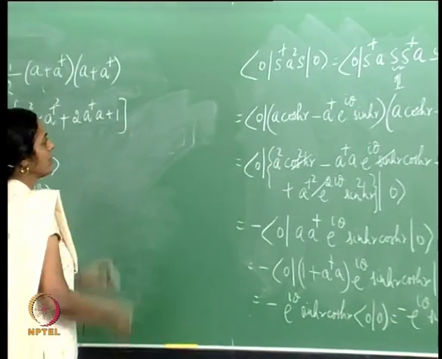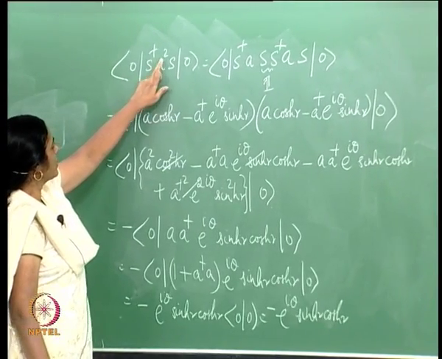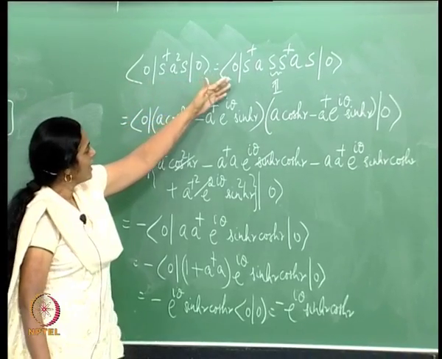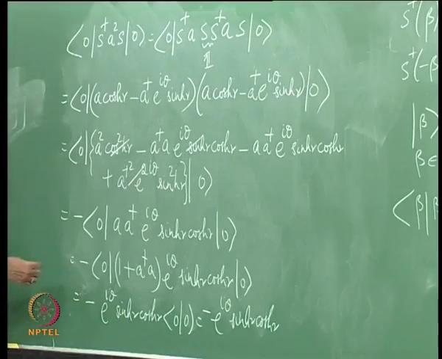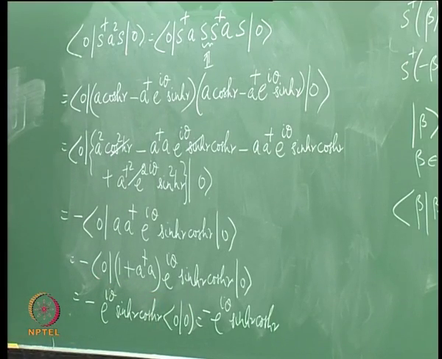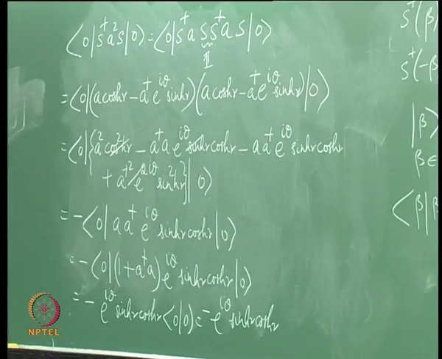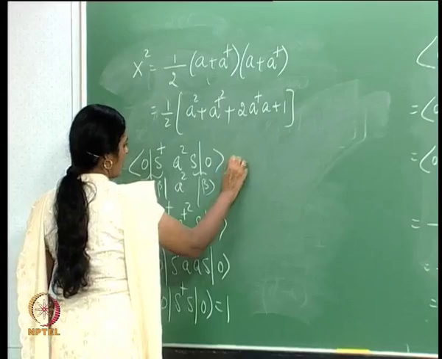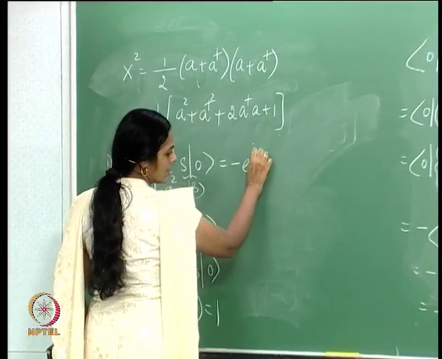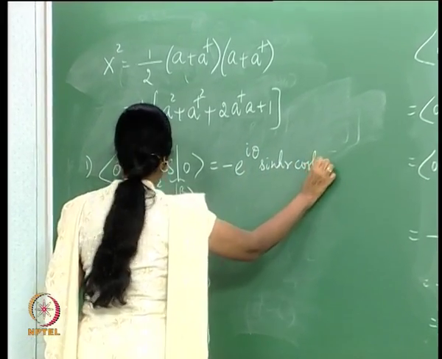This is how I find this object. When A squared is sandwiched between bra beta and ket beta, this is the manner in which I proceed and figure out what the answer is, and this is what I get. I get minus e to the i theta sin hr cos hr. So, returning to this, the first item here has already been simplified, and I get minus e to the i theta sin hr cos hr.